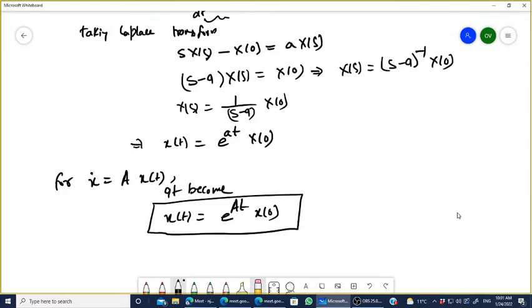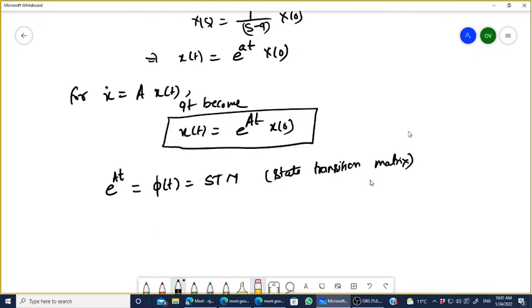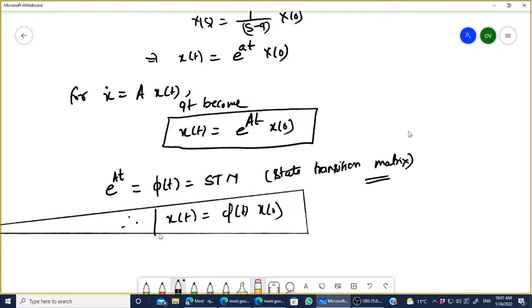Okay. So now we are going to define a new function, that is e to the power A t. Does anyone know what e to the power A t is called? Very good, STM, state transition matrix. E to the power A t is defined as phi t, and phi t is nothing but the STM, state transition matrix. Therefore, you can say that x t is equal to phi t into x of 0. Okay?